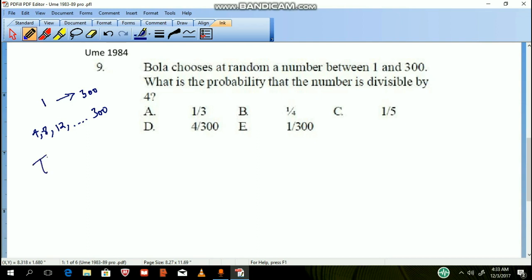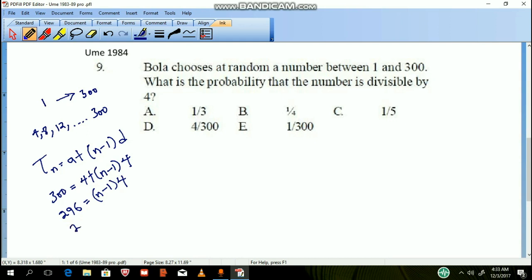We know that the nth term is always a plus n minus 1 bracket d. So the last term here is 300, equal to the first term, 4, plus n minus 1 bracket d, where n is what we are looking for. The common difference is 4. So we have 300 minus 4, which is 296, equal to n minus 1 bracket 4.